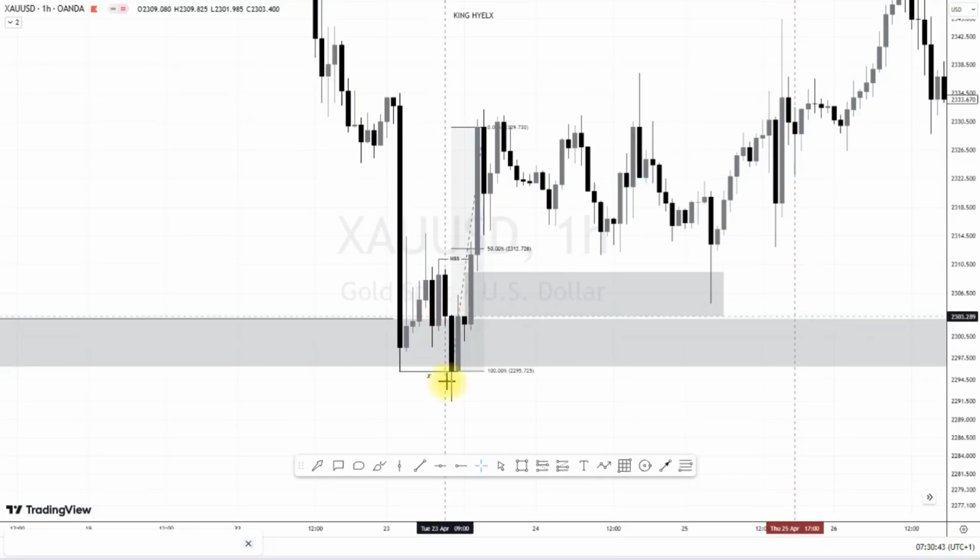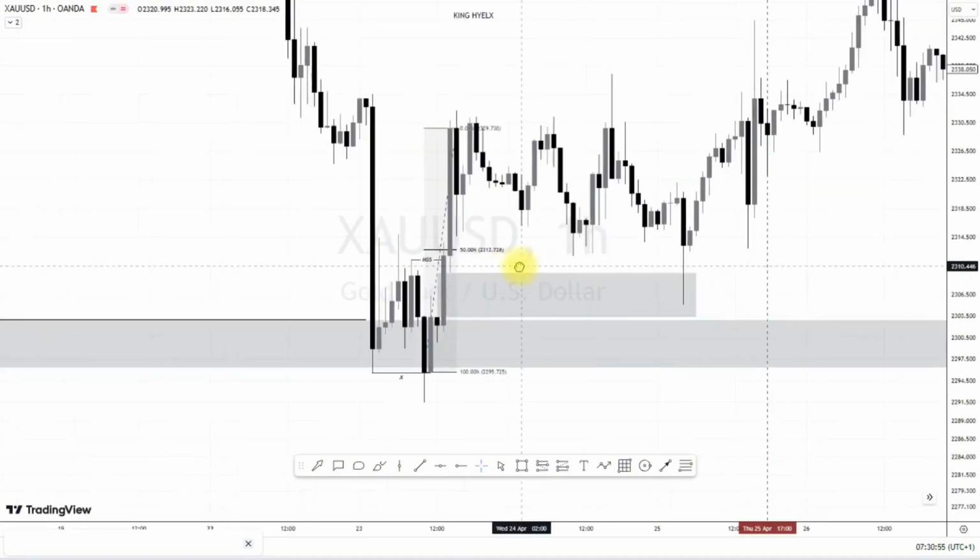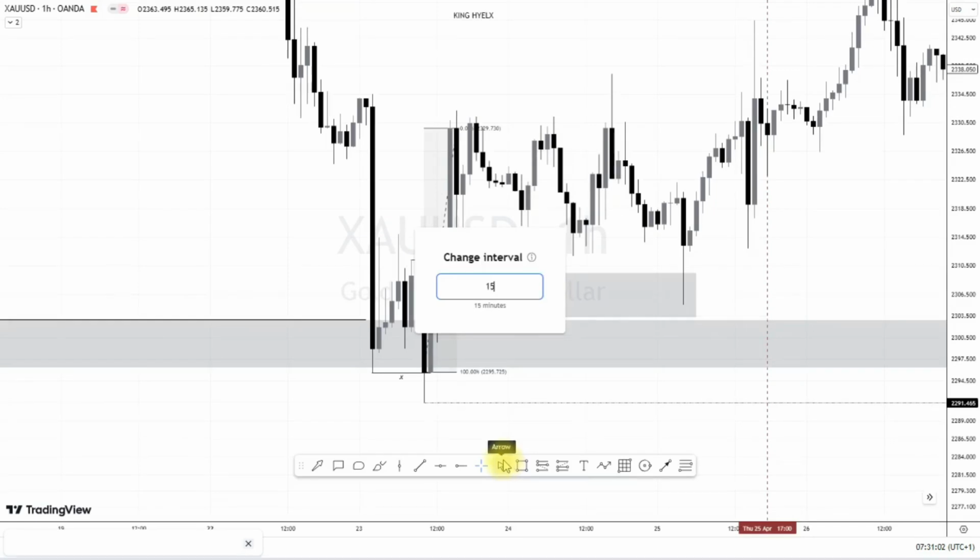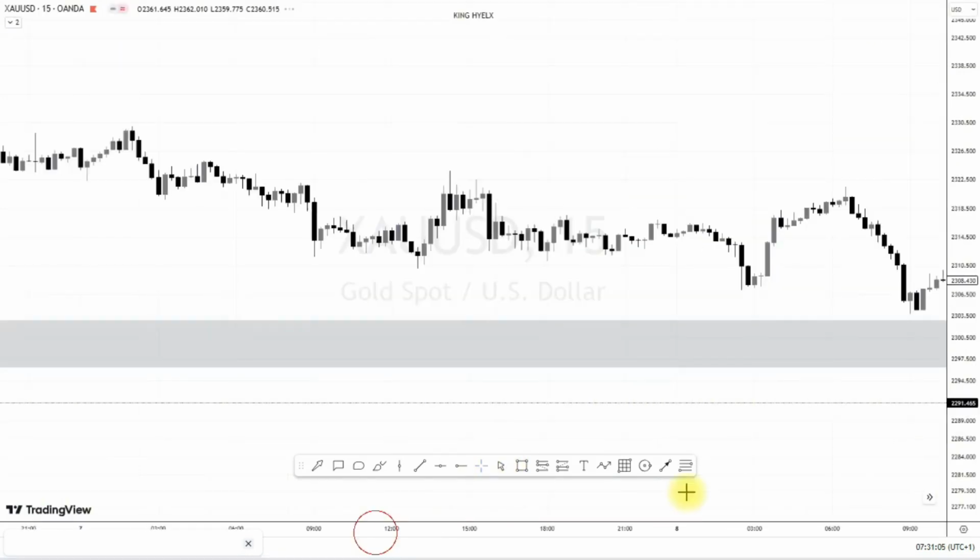We have a breaker block. We have a 4-hour fair value gap, which is also within a daily time frame order block. We have swept liquidity here. We've shifted market structure. You see, confluence is left and right. So we want to go to the 15 minutes time frame to further refine this. For now, let's outline the low of this order block, because I use the low of the order block as my stop loss.